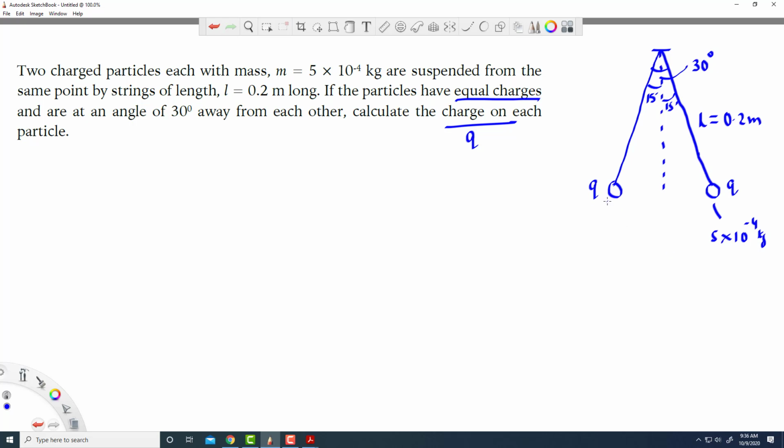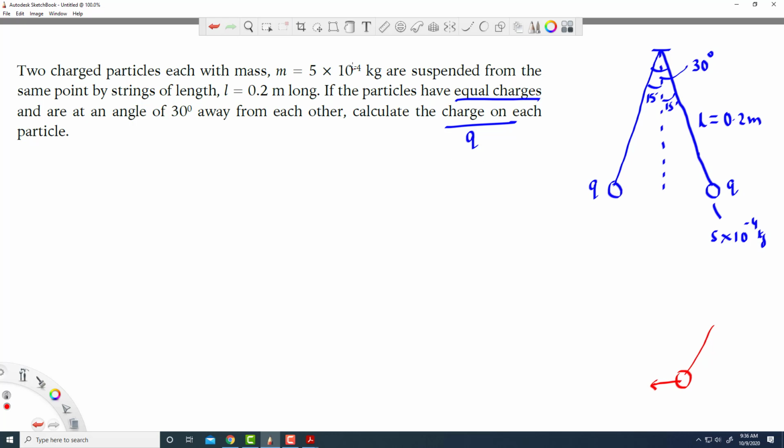Okay, so the way to tackle this problem is by looking at what forces are acting on this particle. So can you guys tell me what forces are acting on this particle? You have done this kind of problem in physics 1. Okay, so a mass hanging with a string, what forces are acting on this object? Suppose you are pulling this way, so what forces are acting? You don't remember from physics 1?